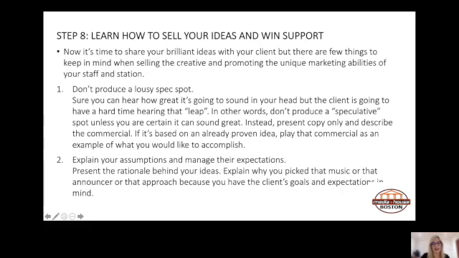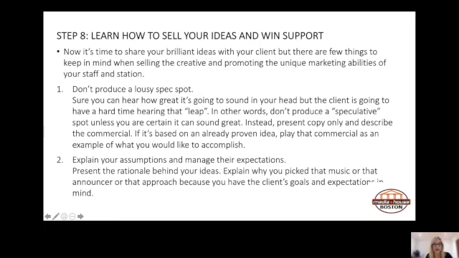Sure, you can hear how great it's going to sound in your head, but the client is going to have a hard time hearing that leap. In other words, don't produce a speculative spot unless you're certain it can sound great. Instead, rather just present the copy and describe the commercial to them. If it's based on an already proven idea, play that commercial as an example of what you would like to accomplish in your ad, okay? So it's a really nice idea to want to make an example for them to listen to, but if you can't produce a great sounding example, don't do it.